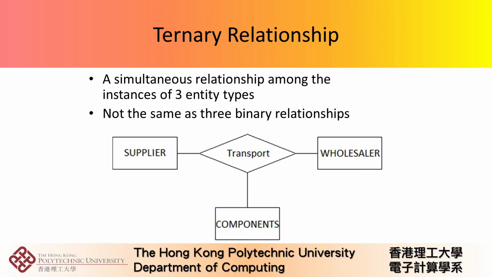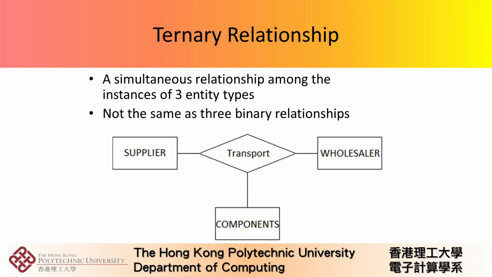A ternary relationship is a simultaneous relationship amongst the instances of three entity types. It is not the same as three binary relationships. Take a logistics company as an example. The logistics company has to get different components from different suppliers and transport different components to different wholesalers. Therefore, there should be three different entities, including supplier, component, and wholesaler. And the relationship between these three entities should be transport.